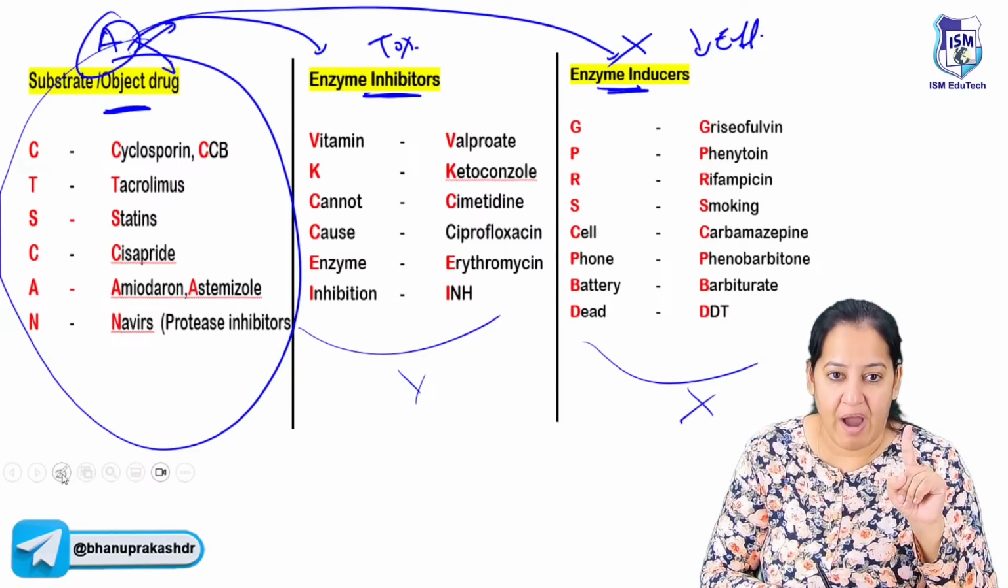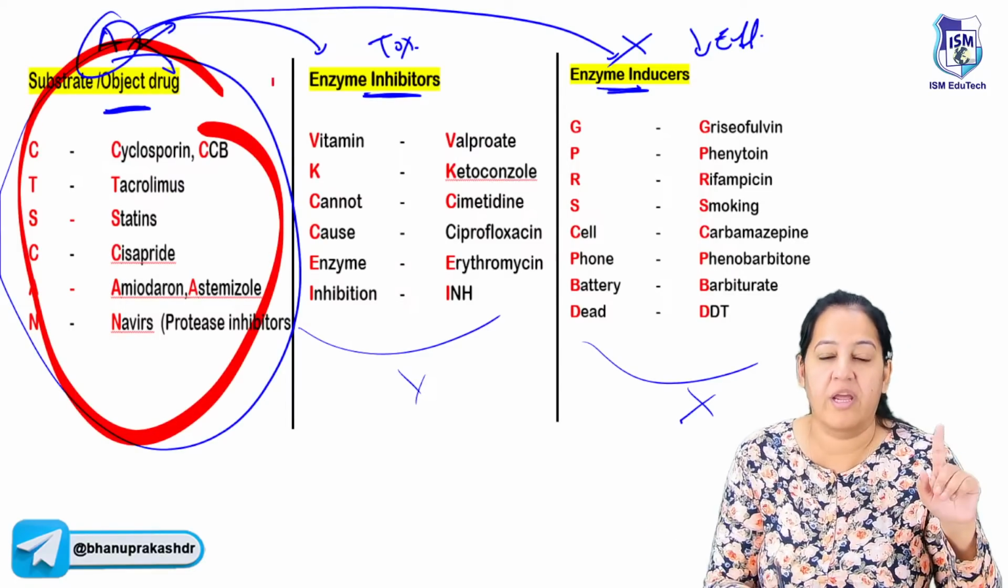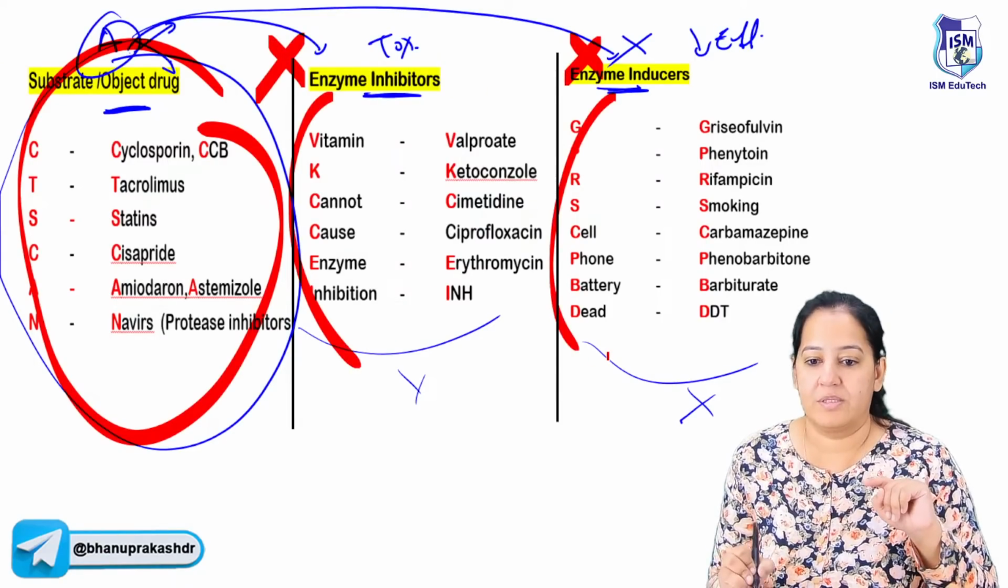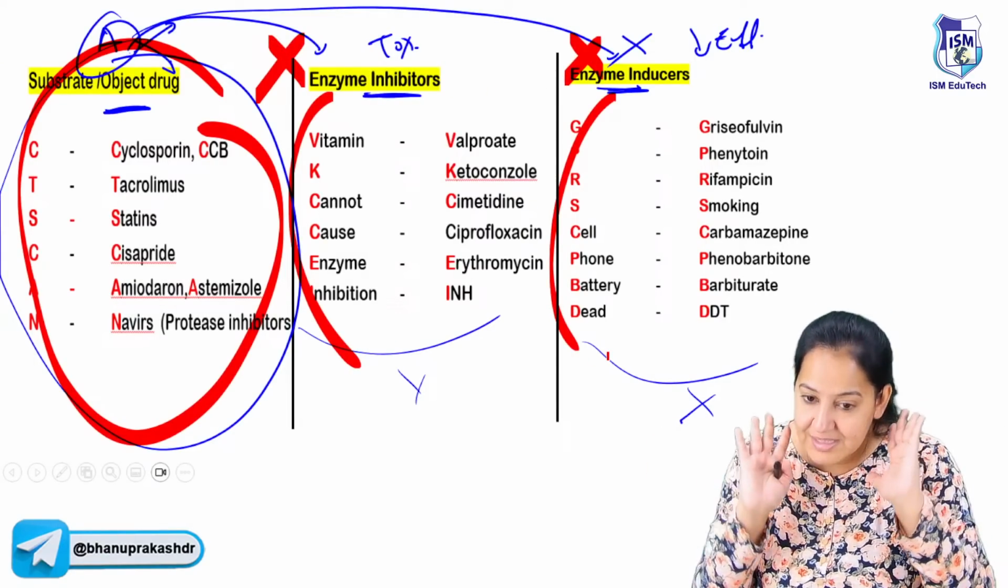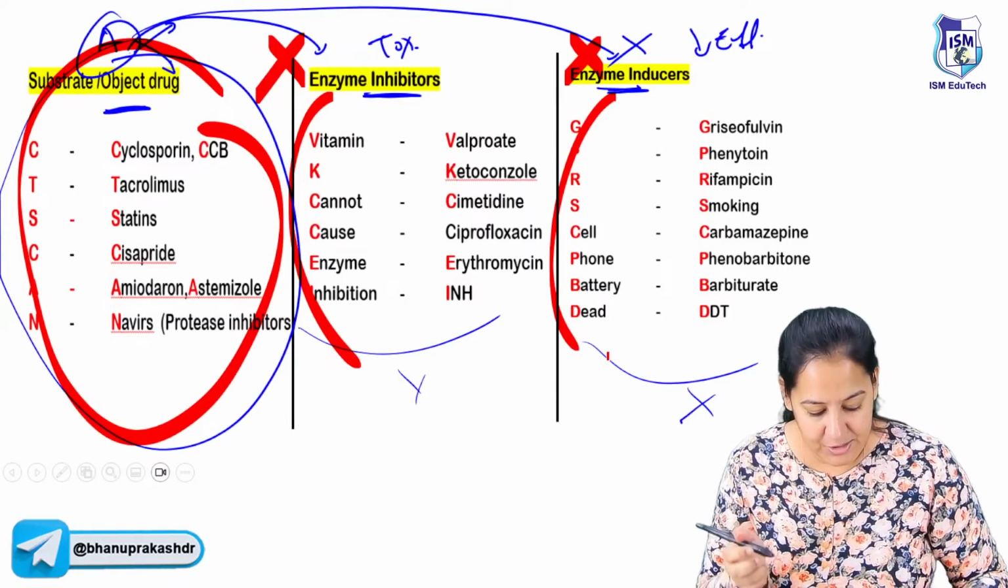Among the three lists, you have to learn the first list, that is substrate. You don't have to give the substrate either with inducer or with inhibitor. So you have to learn these two lists. So never use this deadly combination. How many of you got it? Say yes.